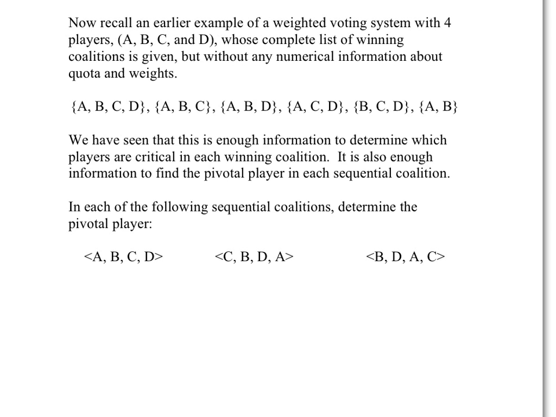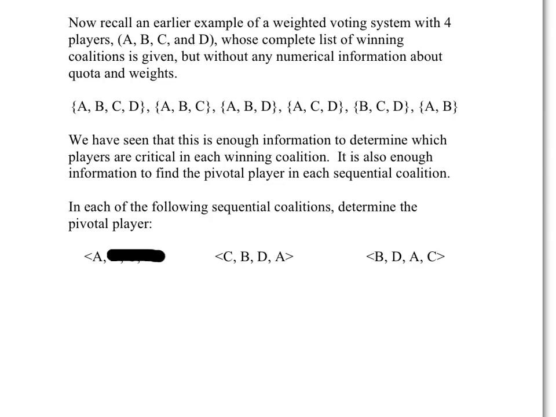Now we wanted to compute the Shapley-Shubik power distribution of this same weighted voting system, given only this same starting information. So let's carry out the reasoning process here. Here are 3 particular sequential coalitions. This is not the full list of sequential coalitions. There would be 24 sequential coalitions on the complete list, and on the next slide you will see them. But for now, we're just going to focus on these 3 for the purpose of understanding how you find who is pivotal in each one without numerical quota or weights.